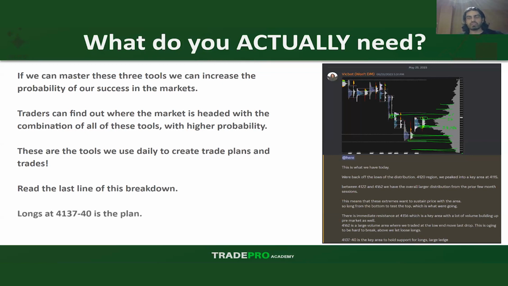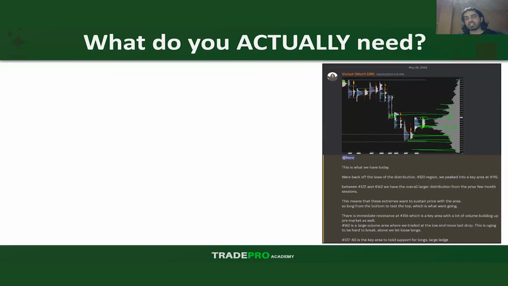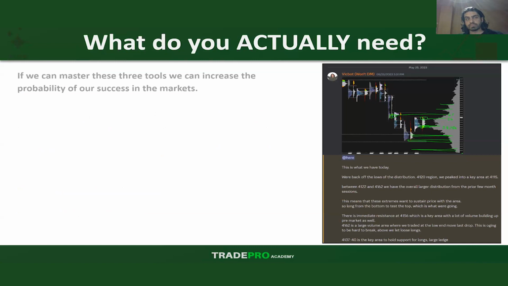So read the last line of this breakdown. This is a plan that I drop down for our members every single day. And the last line says longs at 41.37 to 40. That's the plan. Let price drop down to that area. That's where there was a lot of buying in the prior sessions. That's where a lot of volume accumulated. That's where a distribution area is where price will want to find balance, so on and so forth. That is the expectation of the market, right?